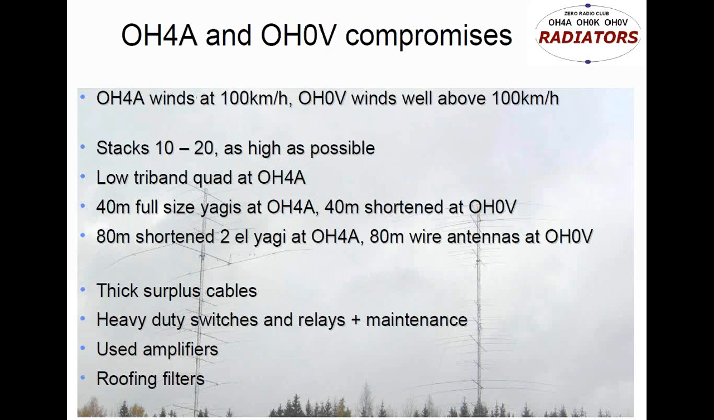So here are the compromises I have been making. We have about 100 kilometers an hour winds here on the mainland, and on OH0 we have something like 150 kilometers, and maybe every 10 years, 180 kilometer winds. So on the upper bands I have stacks, and they are as high as possible. And then I have a low tri-band quad at OH4A. I don't have that yet at OH0V, but I'm planning it. I have been pondering what and how to do there. Then I have full-size Yagis on 40 at OH4A, but shortened Yagis at OH0V. And on 80, I have a Yagi, which is this Yagi here, if you can see it in the picture. That's the 80 meter 2-element shortened Yagi, and I have wire antennas at OH0V for 80. It's because of reliability and construction difficulties.